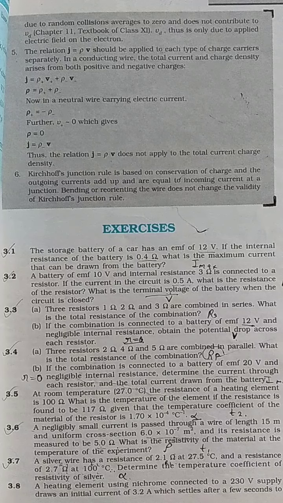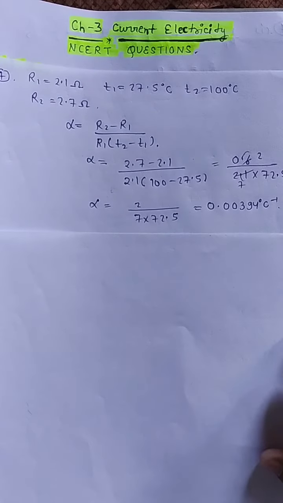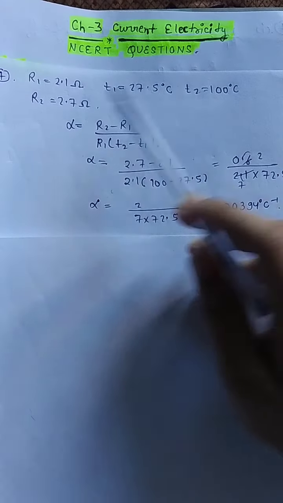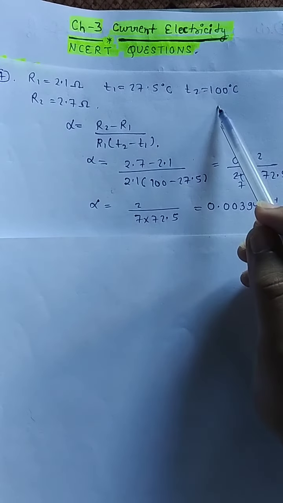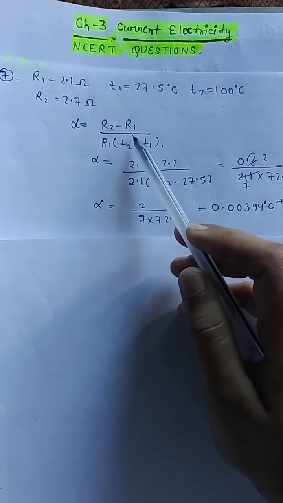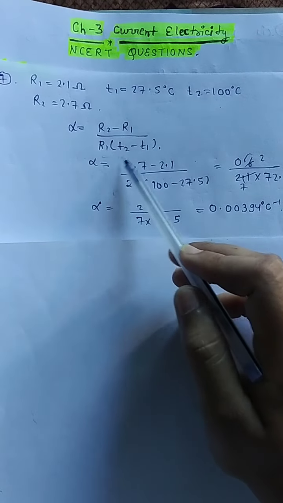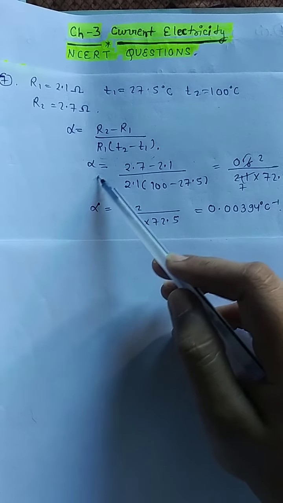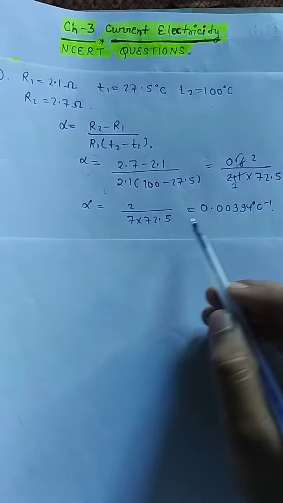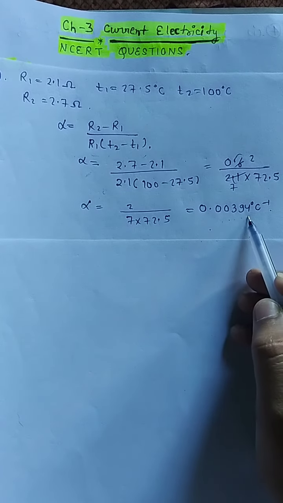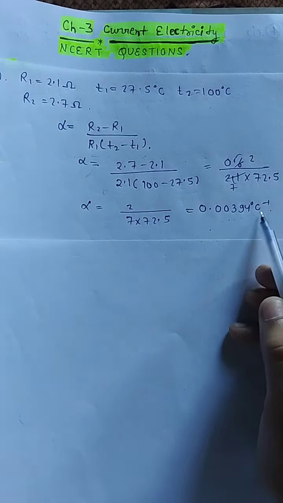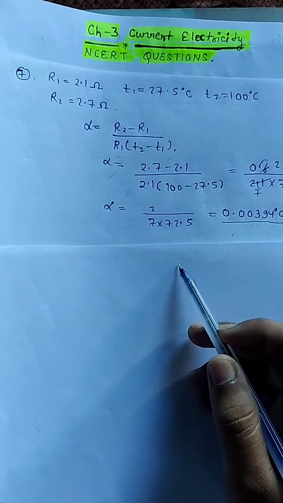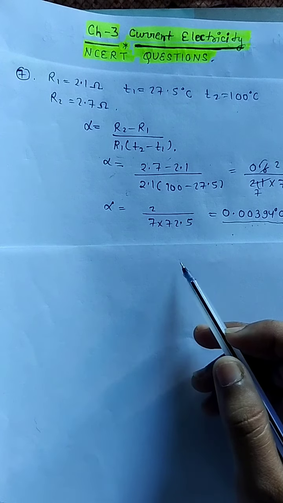Now the solution of this question is: R1 is 2.1 ohm at temperature T1, and this is the value of R2 at temperature T2. Then alpha is (R2 minus R1) upon R1 into (T2 minus T1). By putting in all of these values, we can calculate alpha, that is equal to 0.00394 per degree Celsius. This is the required value of alpha, the temperature coefficient of the resistivity of silver.